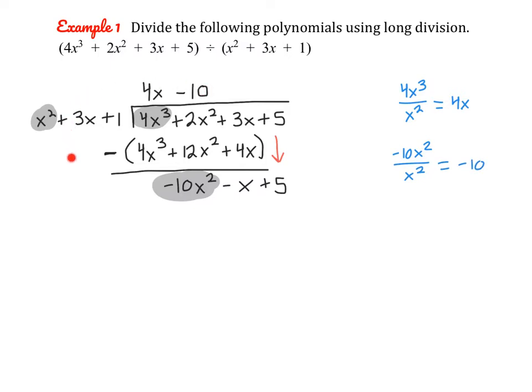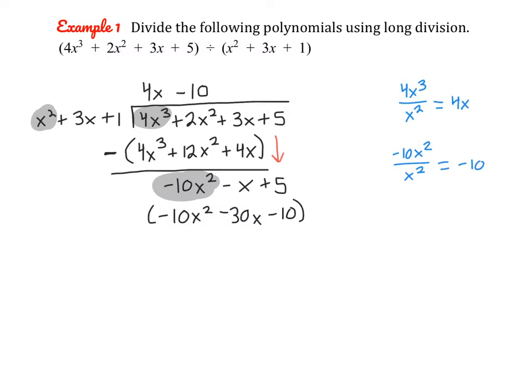And then we're going to start multiplying, going all the way around. So remember, we do need to multiply all three terms. So negative 10 times x squared is negative 10x squared. Negative 10 times 3x is negative 30x. And negative 10 times 1 is negative 10.